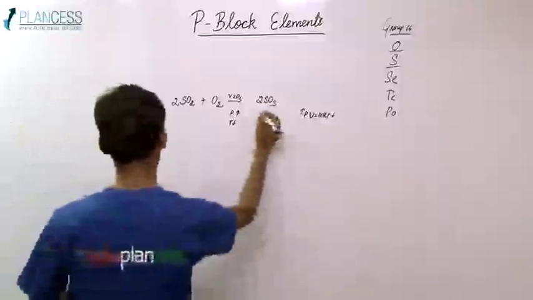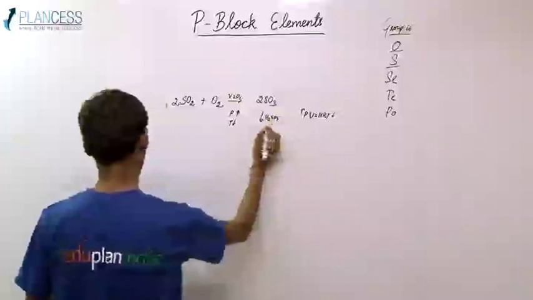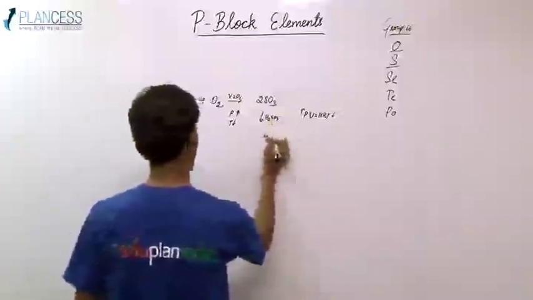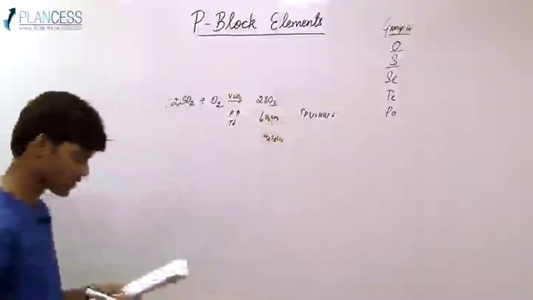Then SO3 reacts with H2SO4. You use H2SO4 in between also to produce oleum, H2S2O7. H2S2O7, this is the reaction which we have discussed. H2SO4 is industrially produced by the contact process.